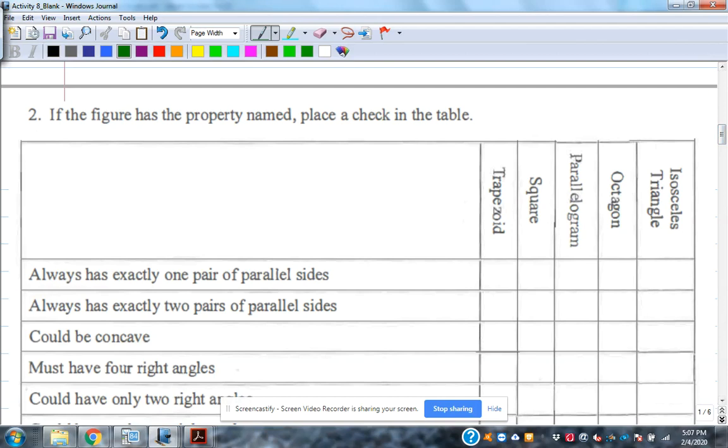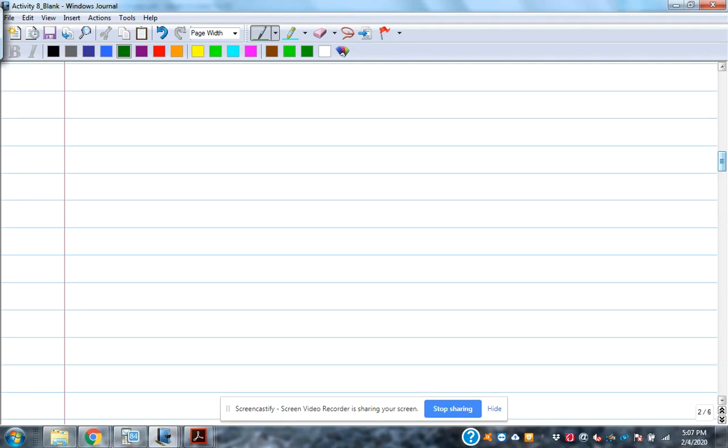Number two, we're thinking about a figure and talking about a property, and we're going to talk about those things. So I'm just going to go down here below this, and we're going to draw all those figures. What's a trapezoid look like? I don't know. Remember what a trapezoid looks like?